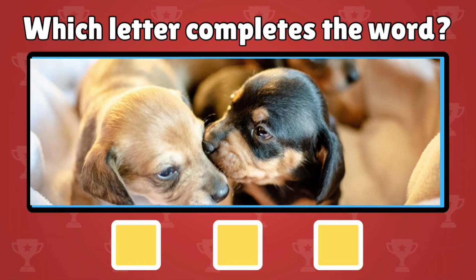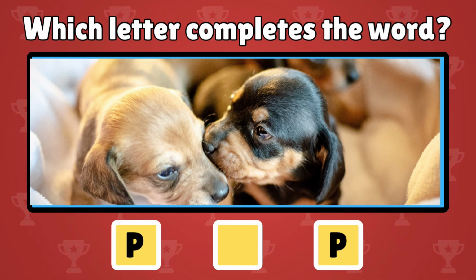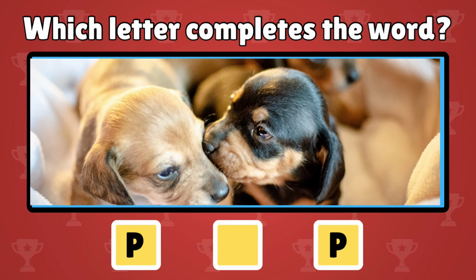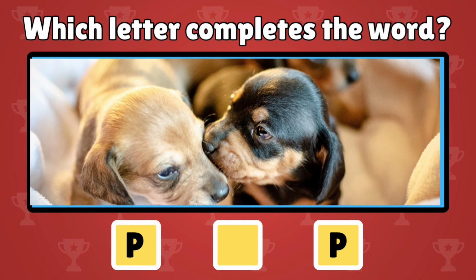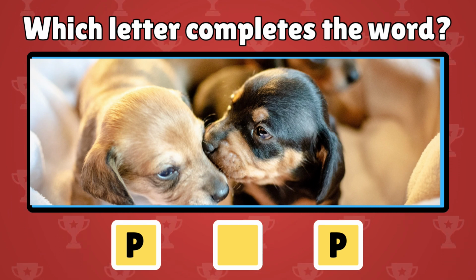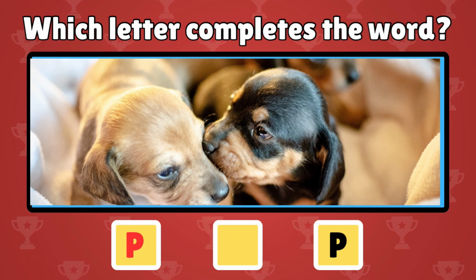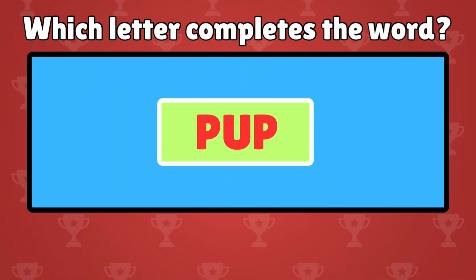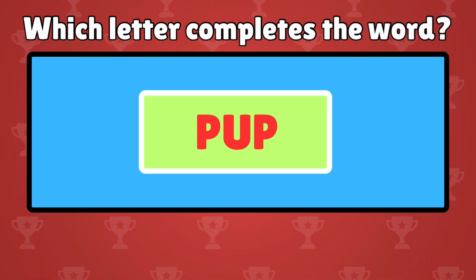Look at the picture. It is a pup. Here, vowel is missing. P, P. Which letter completes the word? It is U, P, U, P. Pup. Can you say it again? P is for pup. Pup.